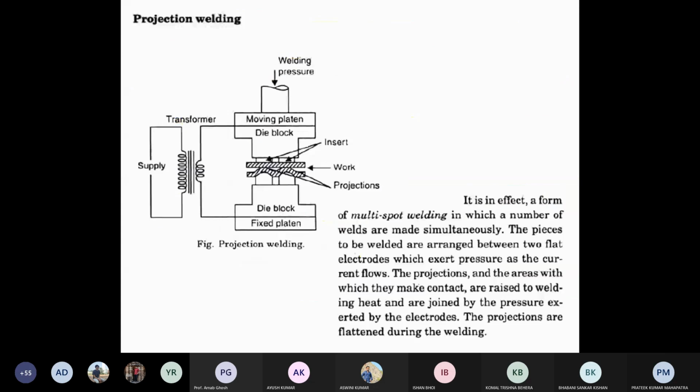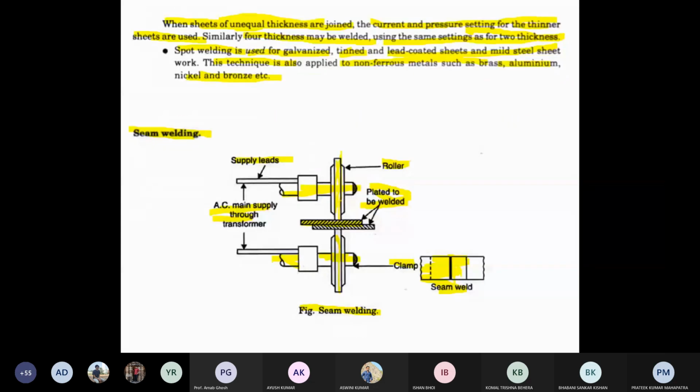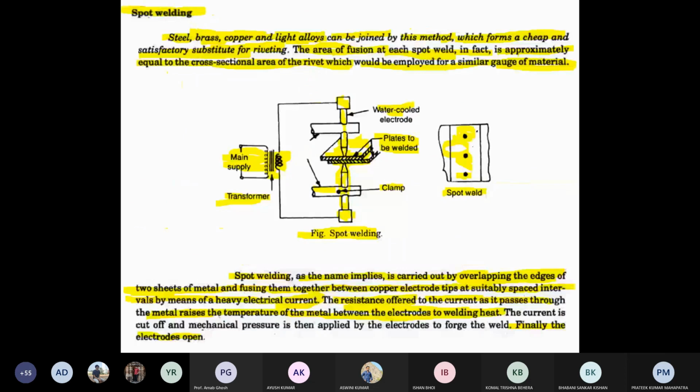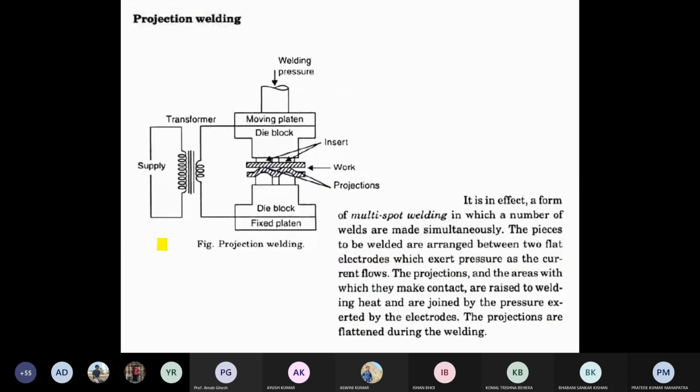Okay, so I think you are able to understand the basic topologies of the different resistive welding. The last one is pending, that is called projection welding. So what happens in projection welding? The same thing. You are projecting. Here you can see two metal workpieces, one is the insert and the other is the projector.